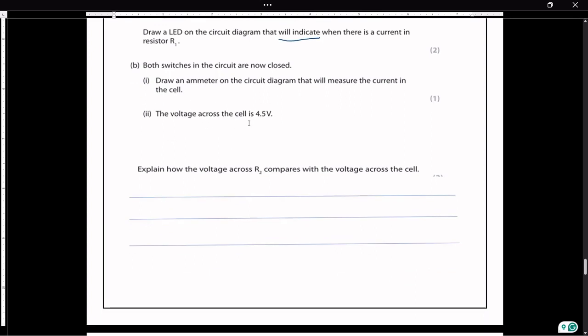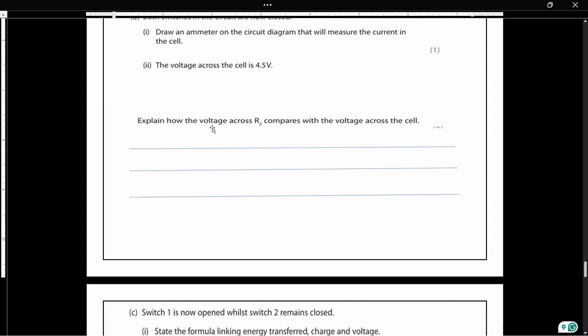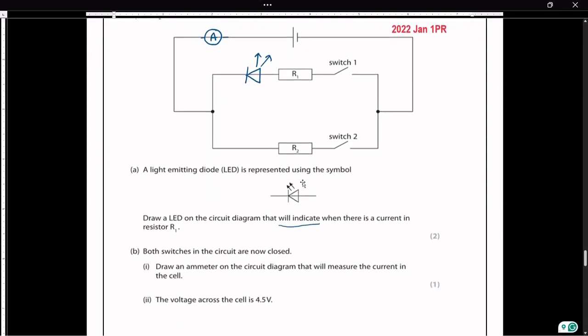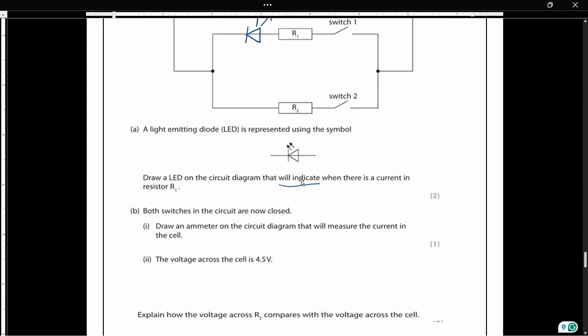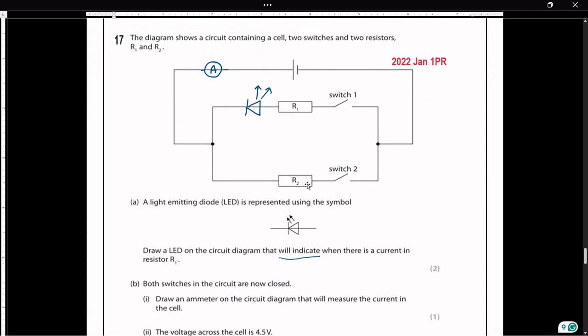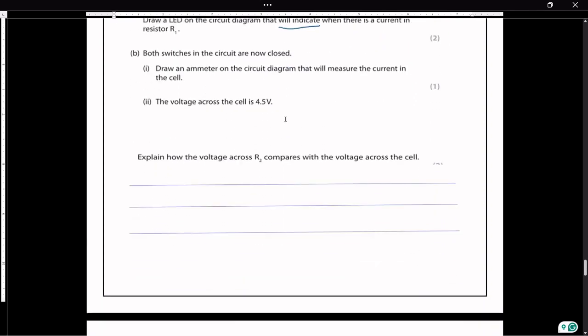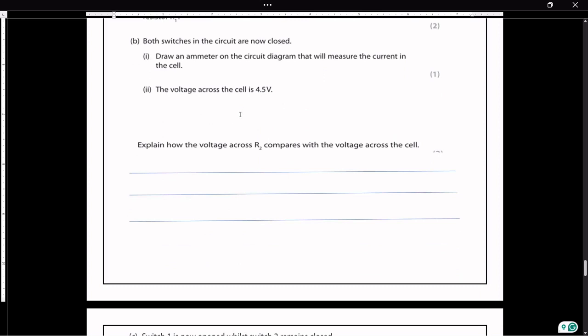Then they measure the voltage across the cell. The voltage across the cell is 4.5. Explain how the voltage across R2 compares with the voltage across the cell. As you see, the cell and resistances R1, R2, all of them are connected in parallel. Therefore, voltage drop across R1 is equal to voltage drop across R2, which is the same as the battery voltage. So let us put it as an answer.